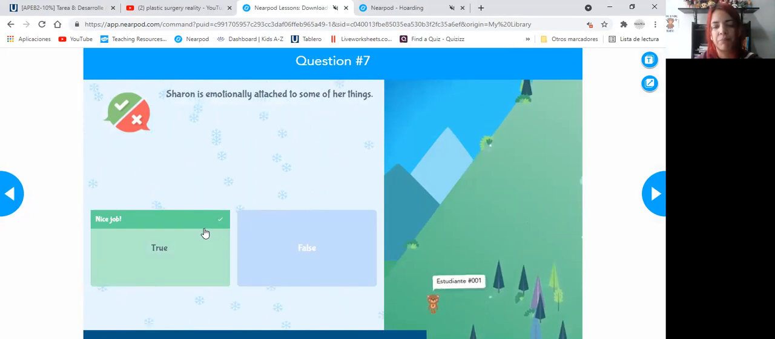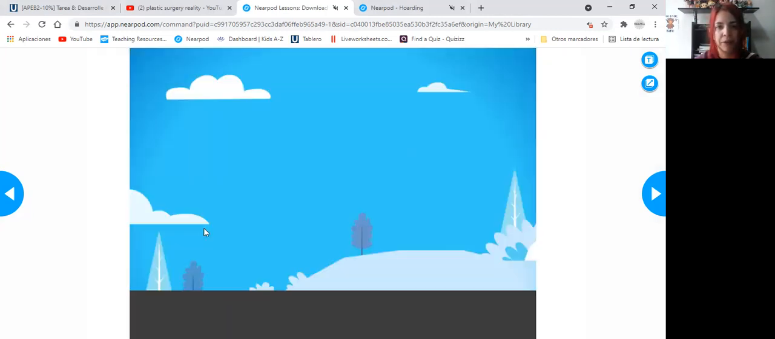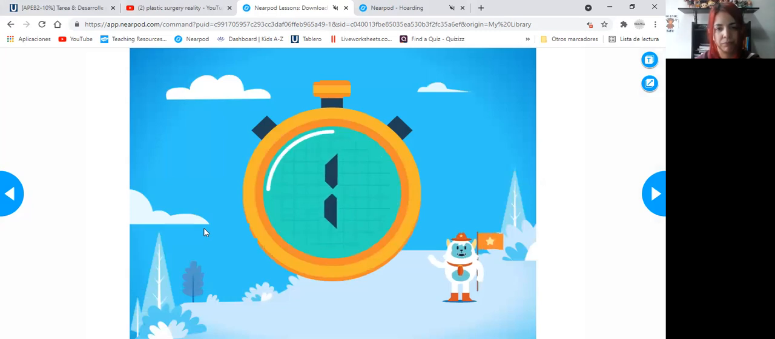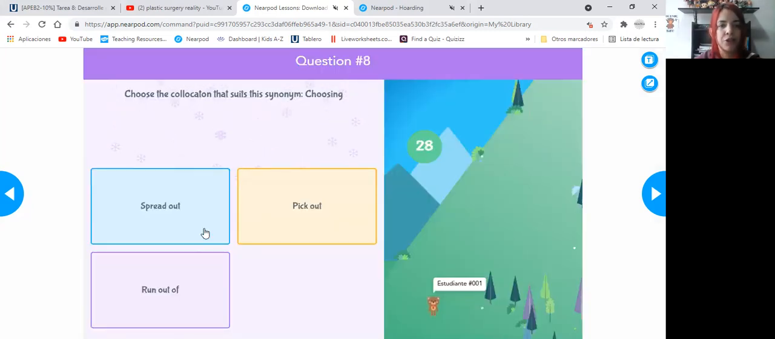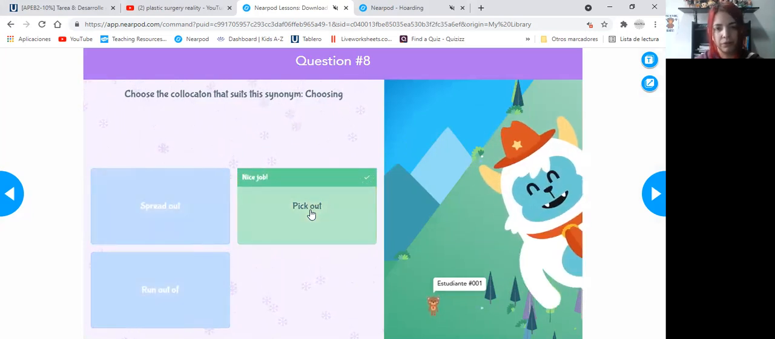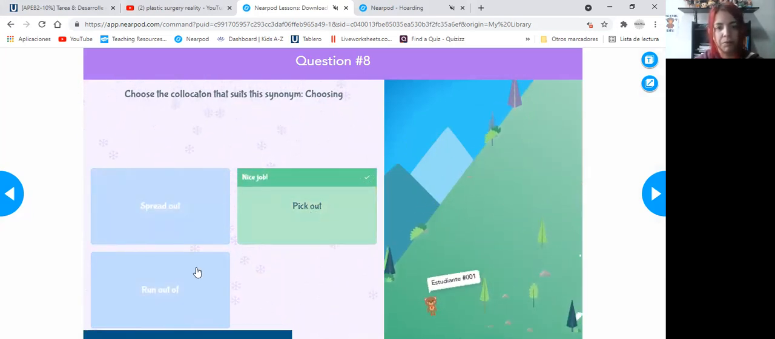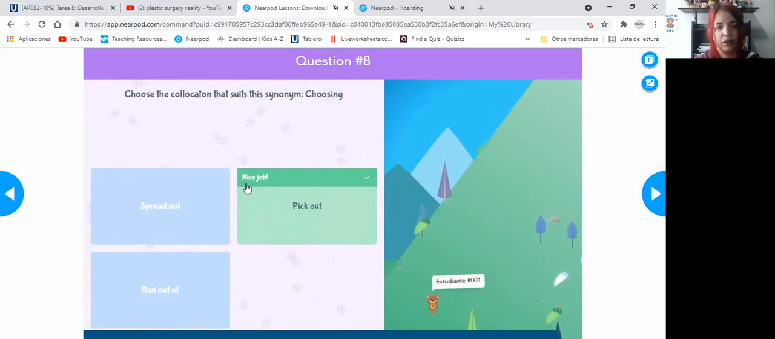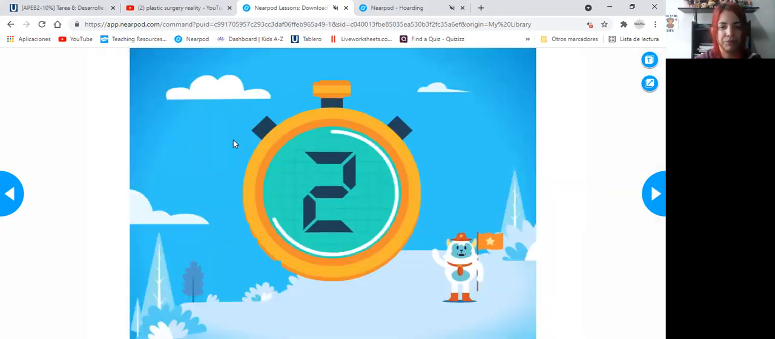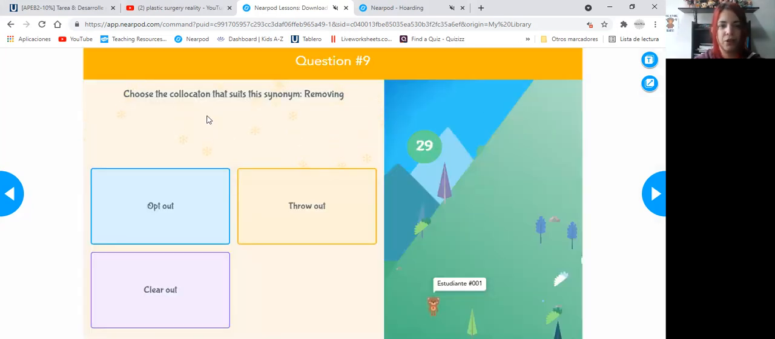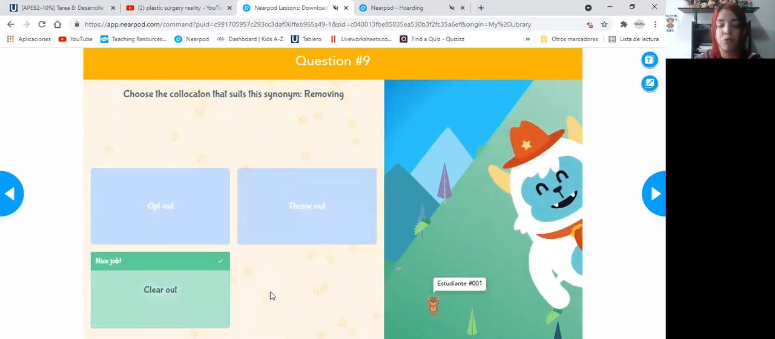Okay, now let's go with the part of vocabulary. This is going to be simple. Choose the collocation that suits the synonym. Choosing. Pick out. Very good. Remember you saw this in your reading. Choose the collocation that suits removing. Throw out or clear out. Clear out. Very good. That's removing.